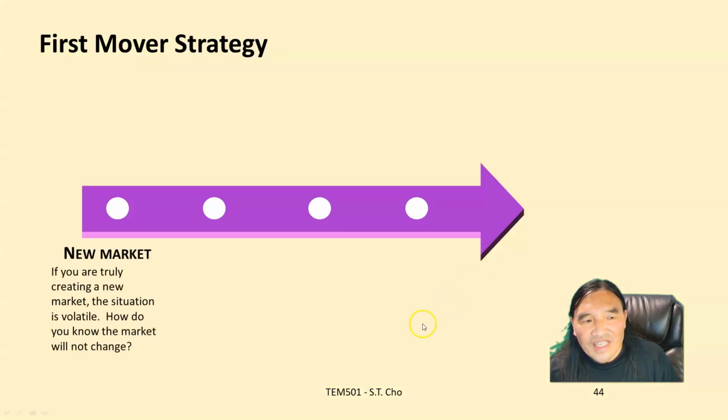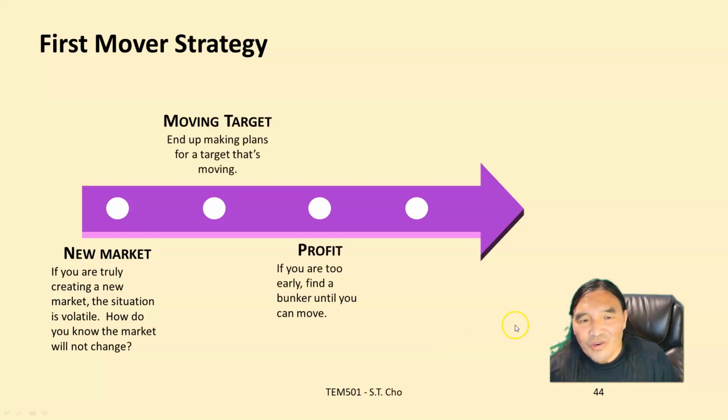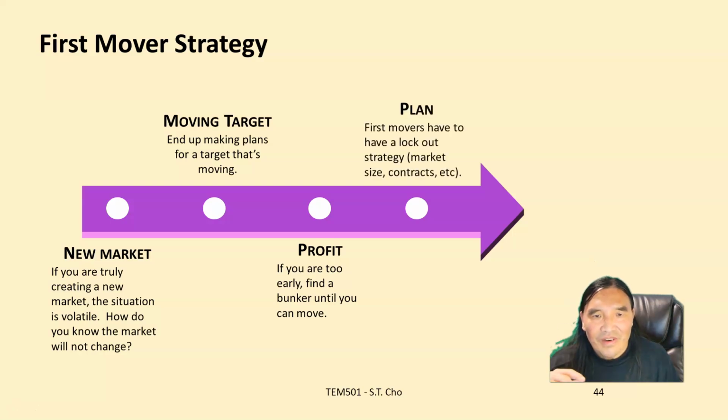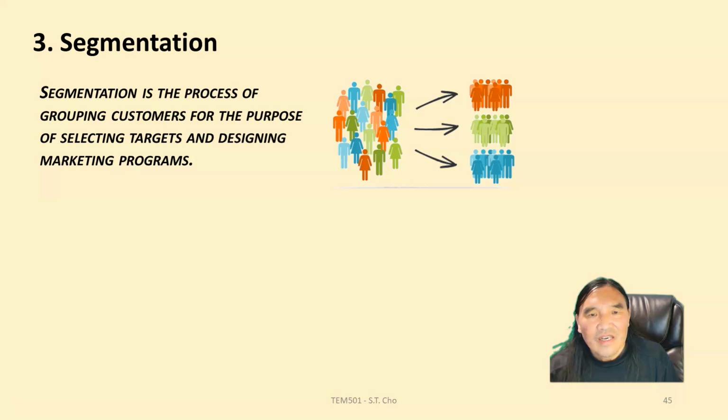Your first mover strategy is, how do you know your market's going to change? The target's moving. If you're too early and can't make a profit, find a bunker. And first movers have to have a lockout strategy. So when you think about going into a market, how are you going to keep other people out?